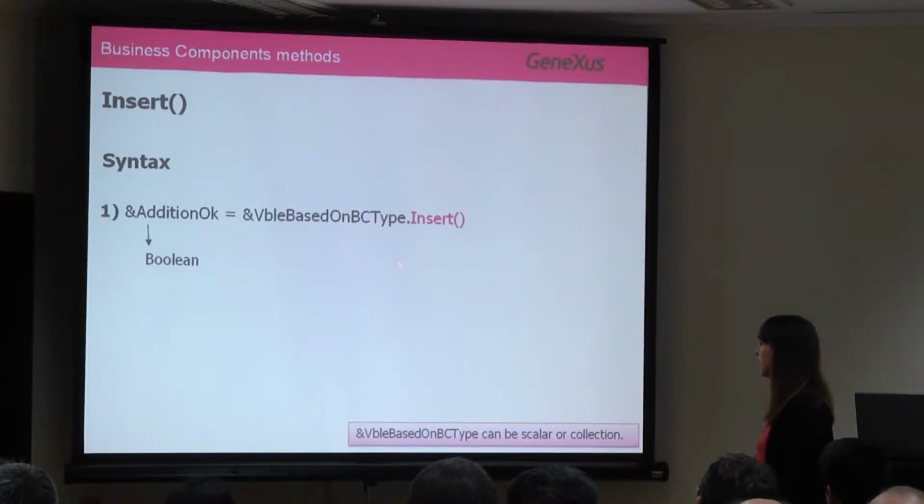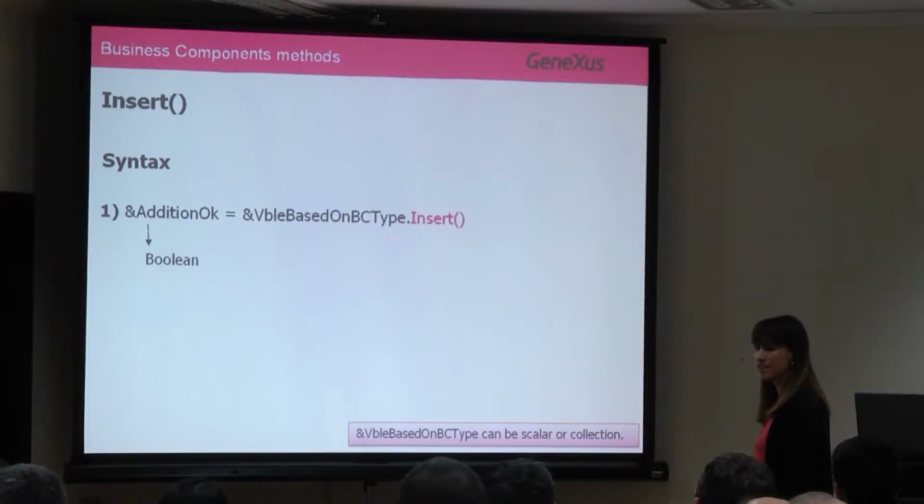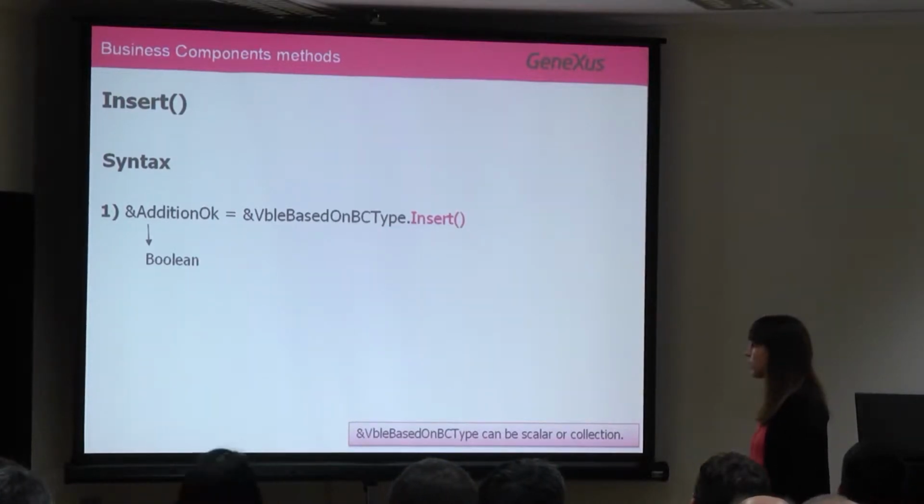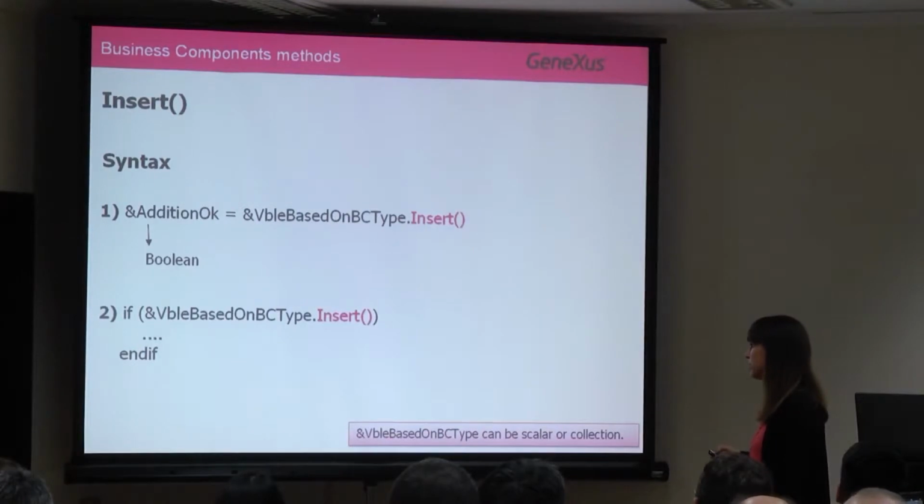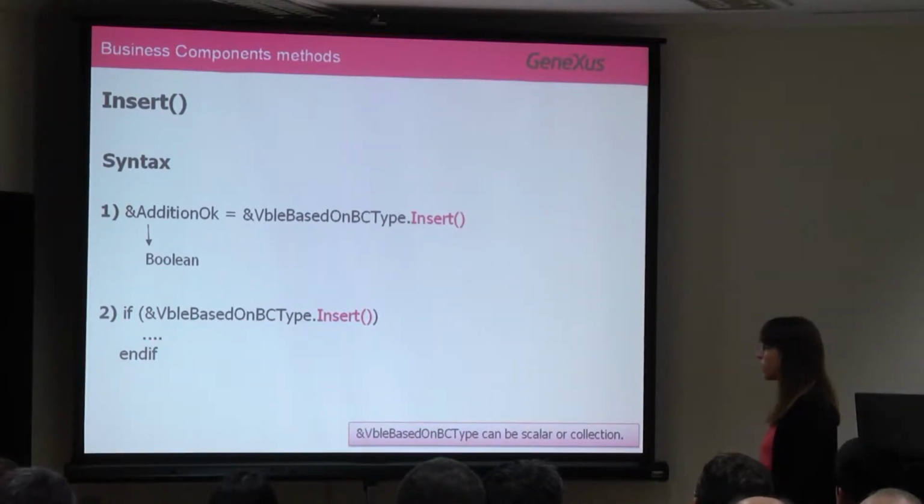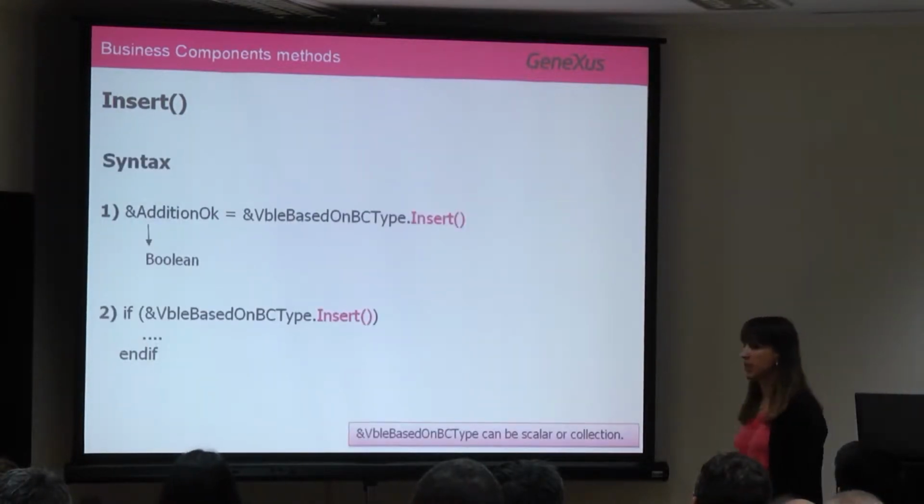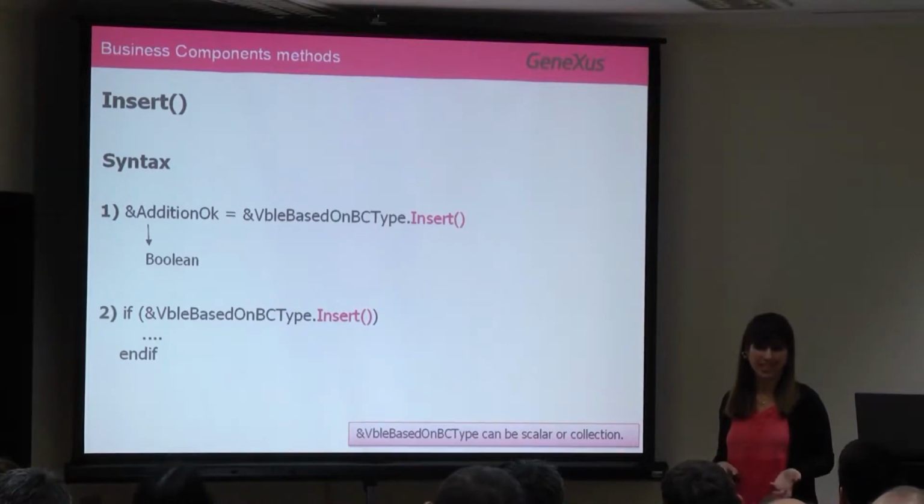The insert method is to be applied to a variable based on a business component that can be scalar or a collection, as you saw already. And then you get a message saying whether the insertion operation of this business component that was uploaded was successful or not, or the collection of business components. Then we can look at the second syntax, where we are saving the step of assigning something. We are just asking whether it was successful or not, and we act accordingly.